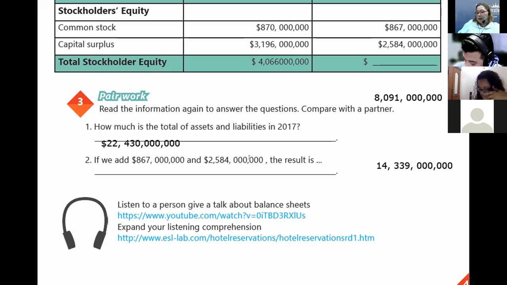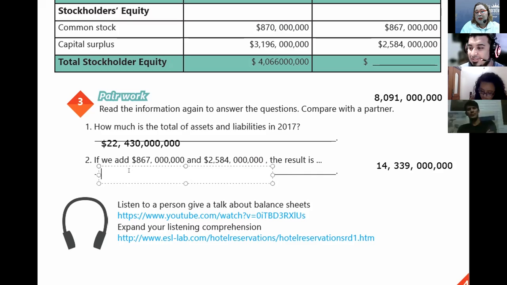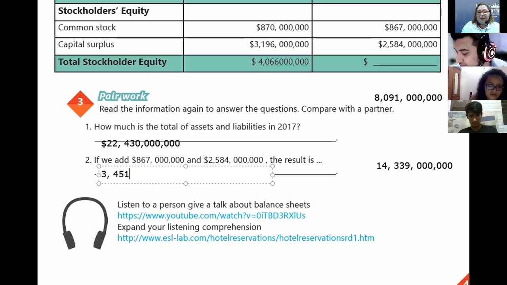867 million, right? 5.1. Plus 2 billion 584 million. Right. There we are. And then we have equals, again, Nancy. 3 billion. Four hundred fifty-one. Okay, say it with me. 3,451,451 millions. Yeah. 451 million. Yes.